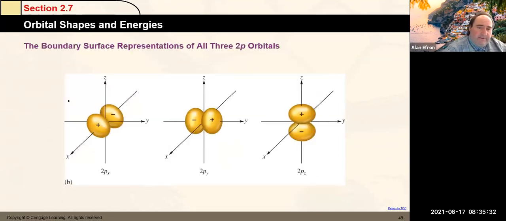Now, p orbitals, there are 3 different types of p orbitals. This is our px, our py, and our pz orbital.